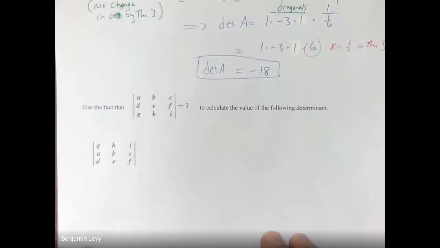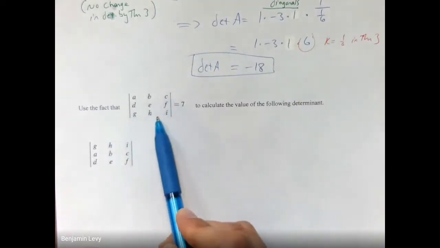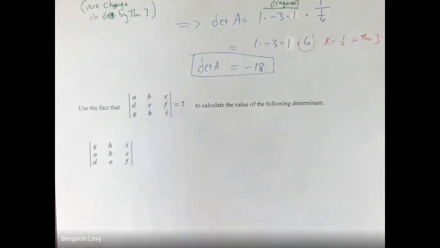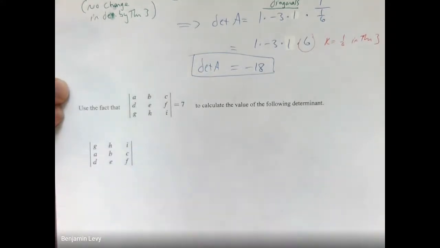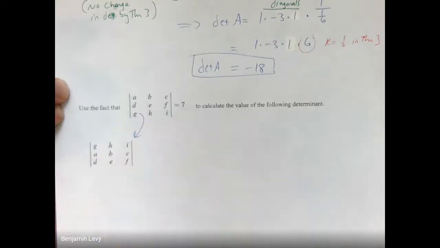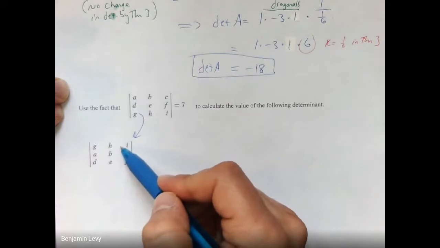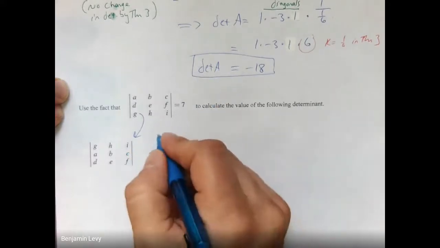So on this one, you're being told that the determinant of the matrix here, A, B, C, D, E, F, G, H, I, is 7, right? It's inside straight lines, so we know that means determinant. And in this new matrix, the rows have been switched around, so we can figure out what's been going on here. From here to here, we would get this matrix by switching, say, rows 1 and 2, and then switching the new row 1 and row 3. Right?